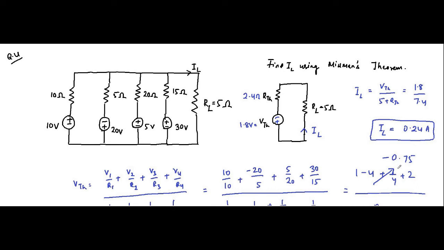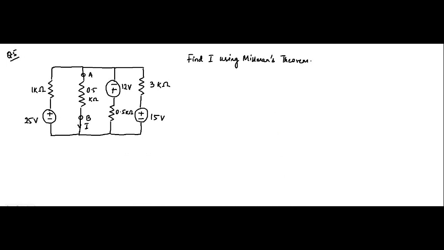So this is the fourth question related to Millman's theorem, which we have discussed. This is the fifth question related to Millman's theorem, which we'll be discussing. This is the circuit here, and we have to determine the current flowing through this 0.5 kilo ohm resistor. The usual approach here is to determine the Thevenin equivalent circuit across these terminals A and B. So here the circuit will look something like this.